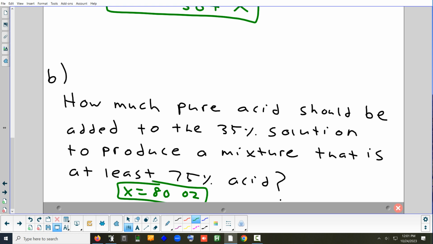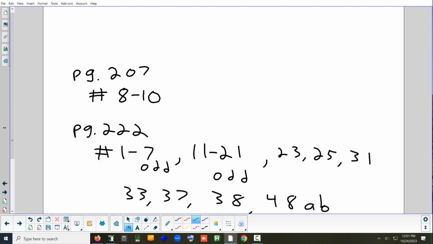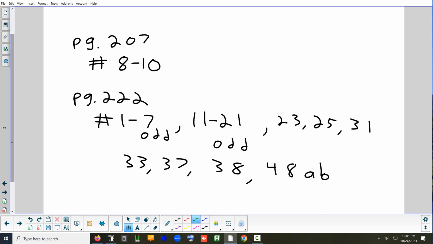Okay, so that's a mixture problem. Again, I think it's a little easier than the ones we did before because it's not a system. It's just one equation, and that's how it looks every time. All right, so page 207, that's what we did on graphing y1, y2, finding an intersect. We did a few quick problems. And then on page 222, that's 4.1.